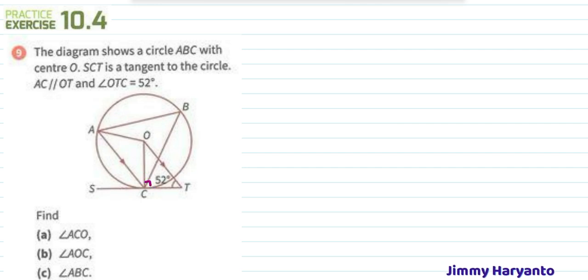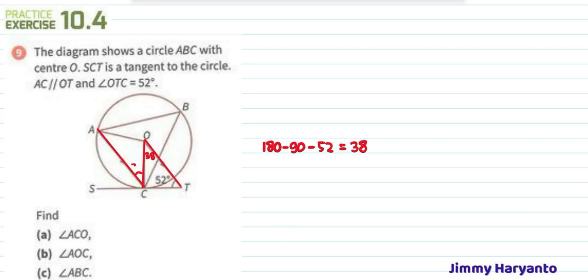This one is 90 degrees. That means I can find this angle using the triangle: 180 minus 90 minus 52 equals 38. So this one is 38. And then I can use the Z, the parallel lines, the Z. That means this one is also 38.